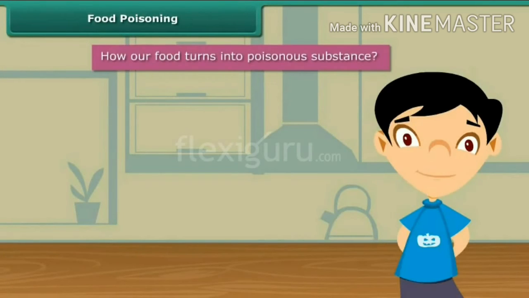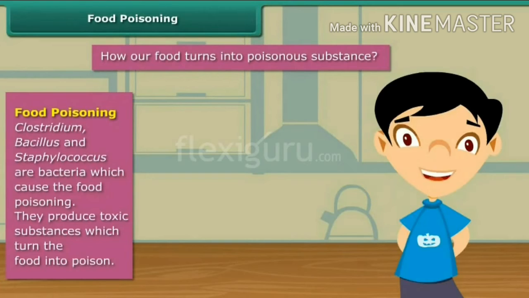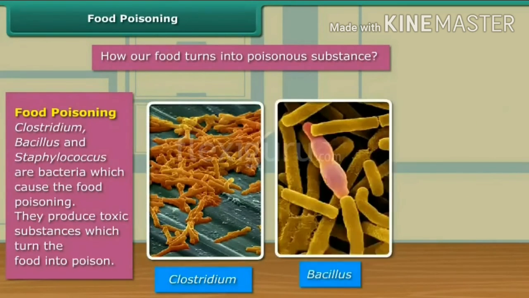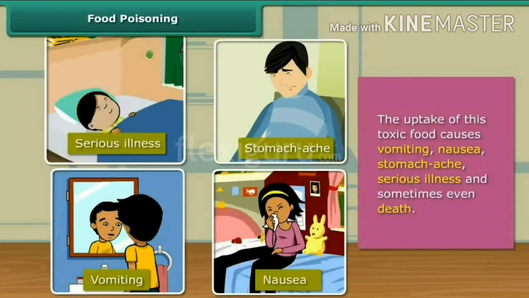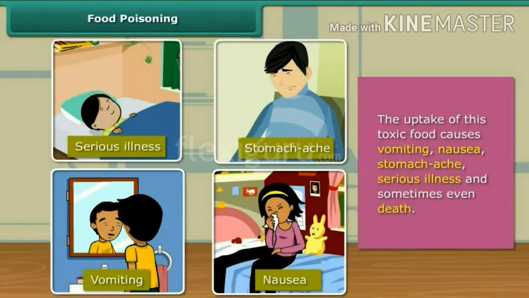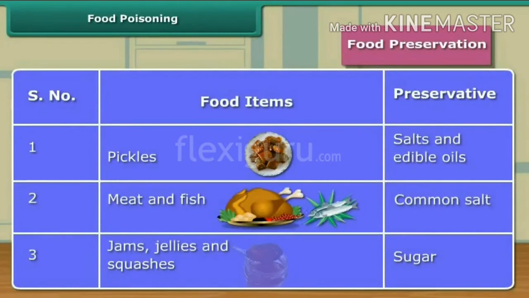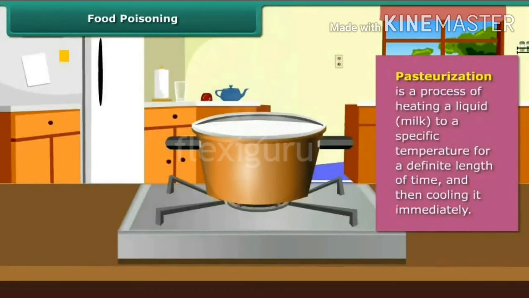Friends, in the summer season, if food is lying in the open for a longer duration, the food turns stale and finally poisonous. The cause of this is again the same, bacteria. There are some bacteria like Clostridium, Bacillus and Staphylococcus which cause food poisoning. This food causes harm to us. We can preserve our food by some methods as listed below. We use the pasteurization process to preserve milk.